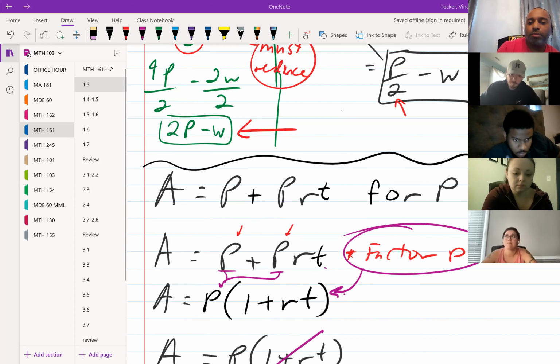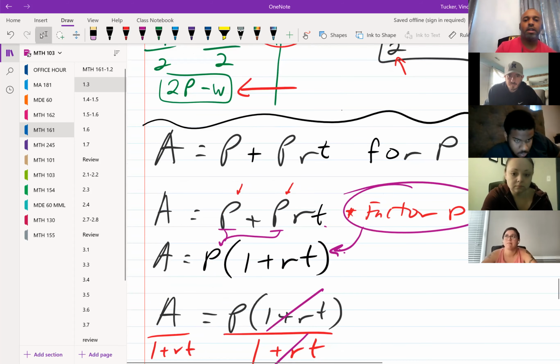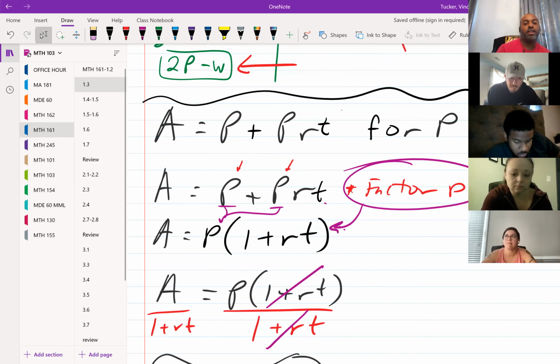All right. So the next move, since we have P as a single P now, we can divide both sides by that quantity of 1 plus RT.